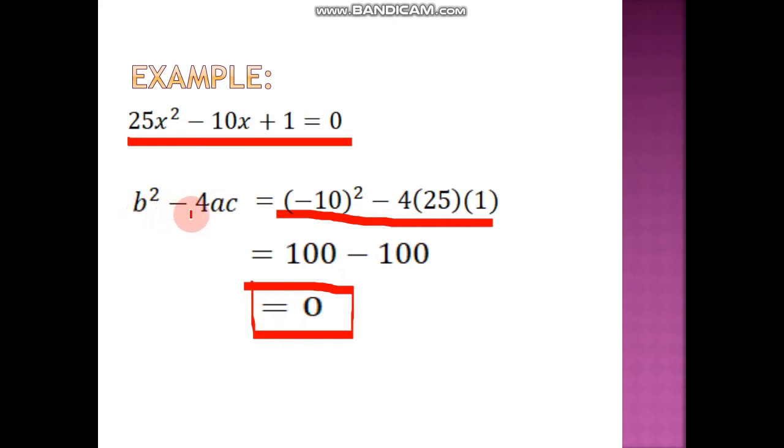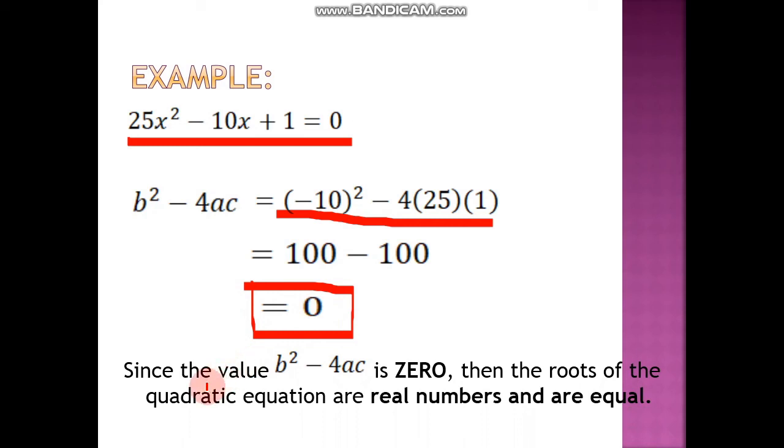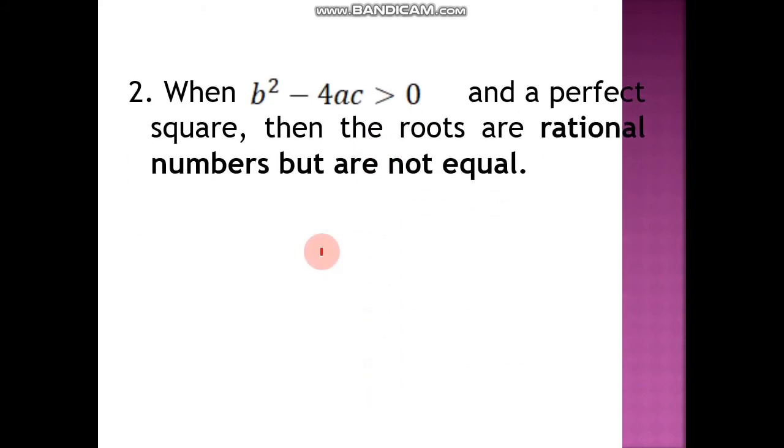b squared minus 4ac is equal to 0. So therefore, the roots of the quadratic equation are real numbers and are equal. Again, if the value of b squared minus 4ac is equal to 0, the roots of the quadratic equation are real numbers and are equal. Number 2.